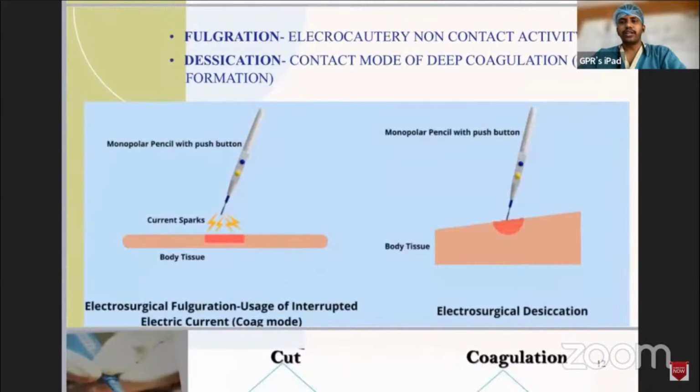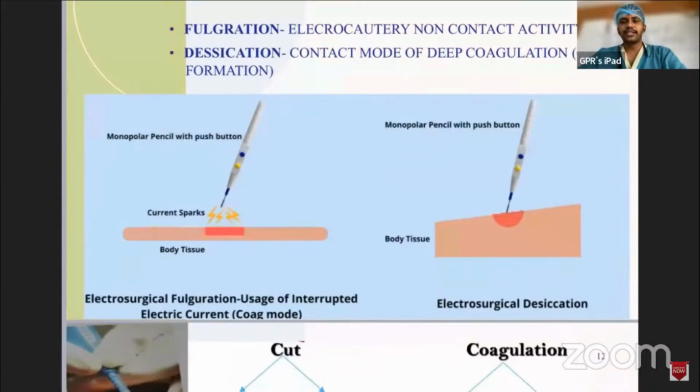There are two types of coagulation that happen. One is fulguration, the other is desiccation. Fulguration is nothing but a no-contact electrocautery activity that makes the coagulation happen, whereas desiccation is the contact mode of deep coagulation.